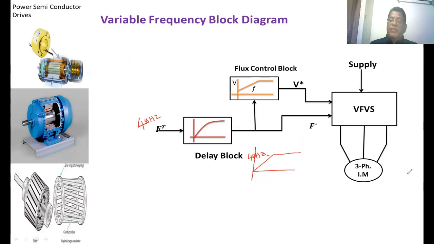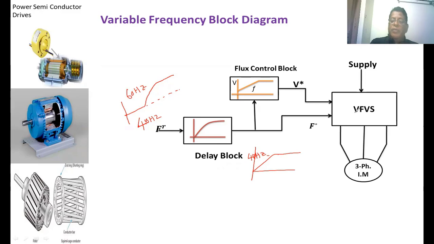If the rated frequency is 50 hertz, not only that, it maintains the V by F ratio constant. Now we change this reference frequency to 60 hertz. Now the frequency will change slowly from 40 to 60 hertz in this manner because of the delay block. The signal is also applied to the flux controller, and the proportional voltage is generated here. That signal is given to the converter.